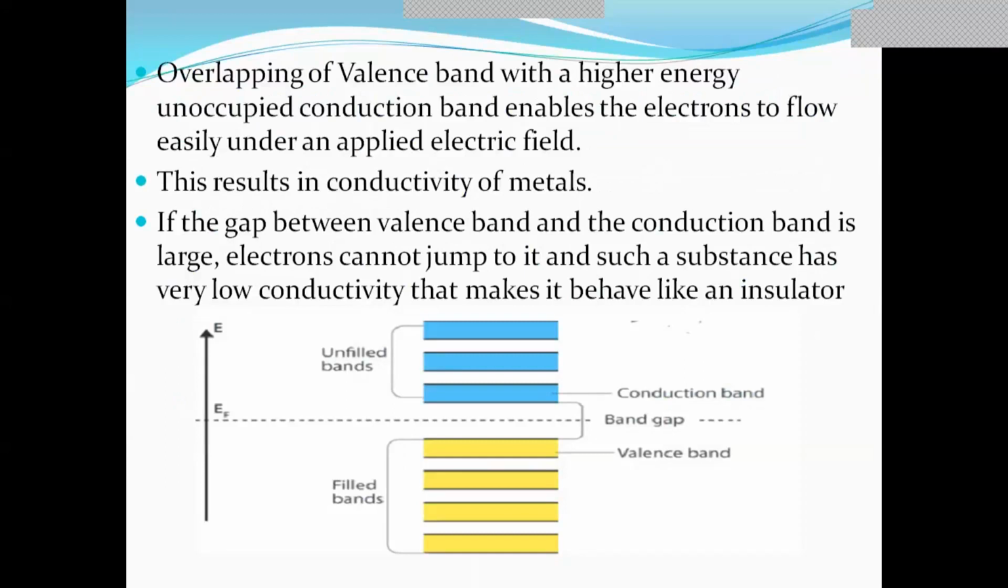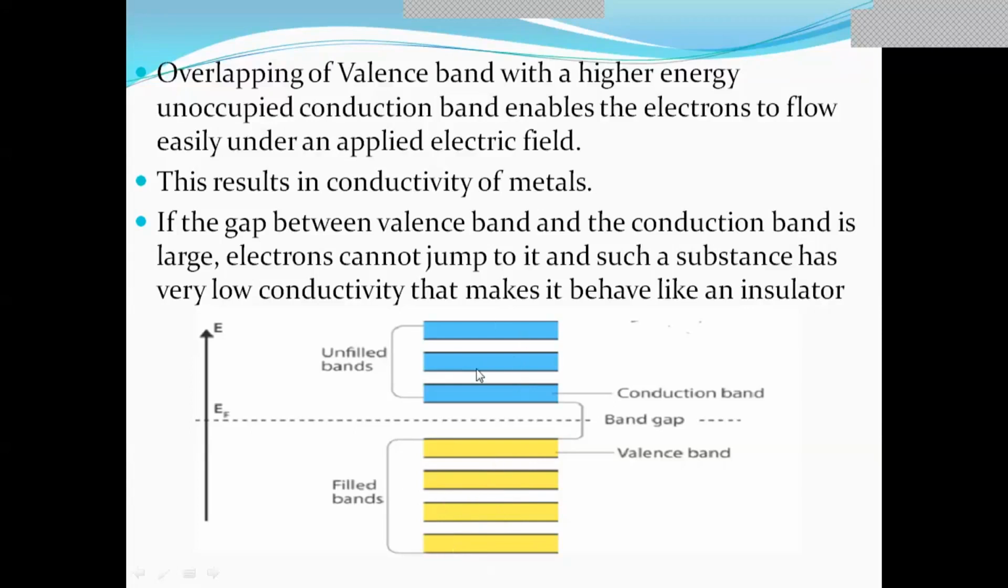So here, overlapping of valence band with a high energy unoccupied conduction band takes place, which enables electron to flow through it easily under an applied electric field. So whenever here in the picture, here in this picture you can see yellow colored region of the picture represents valence band. So this valence band is a set of molecular orbitals having similar energy. Electrons are present in this valence band.